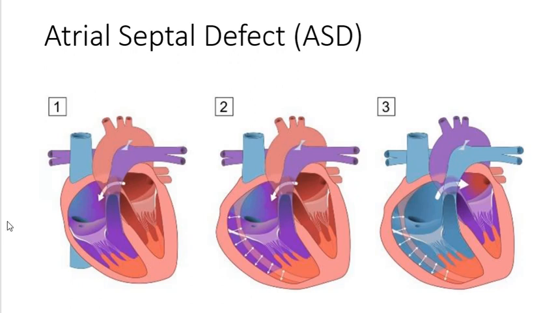You could go your whole life asymptomatic, no problem. Because, like I said, the atria are a low pressure system, so this shunting isn't that bad anyway, because they've got such low pressures themselves, so barely any blood is actually moving between them.